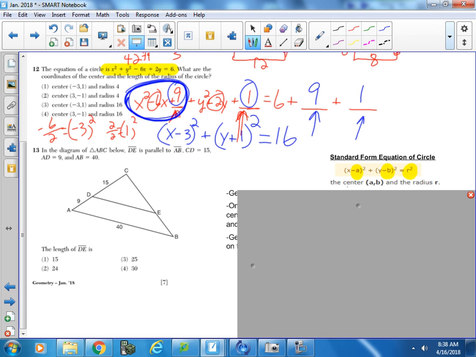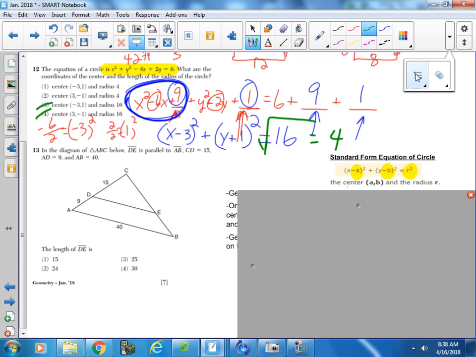So now the radius is just going to be taking the square root of this number. That'll be your radius. You notice in the answers they give you 4 and 16, because a lot of students, if they get this far, they see 16 and they forget they have to take the square root. But the radius is actually going to be 4. All right, so we can eliminate 3 and 4 right here.